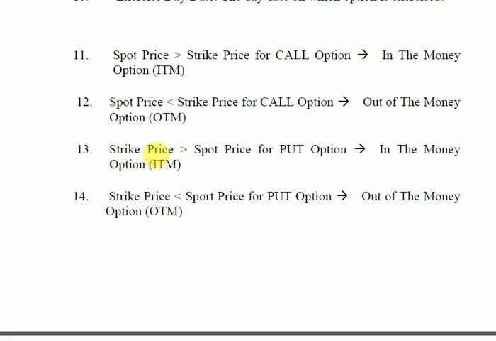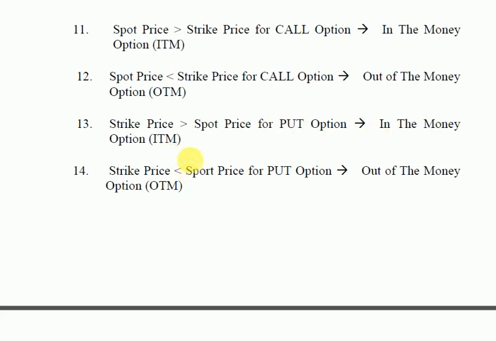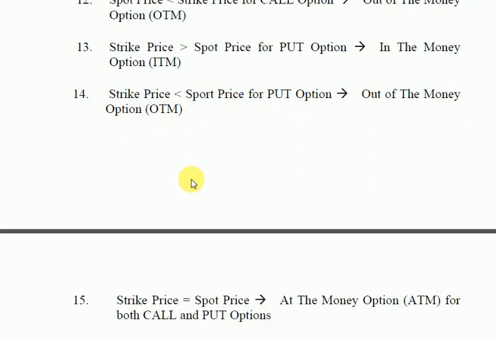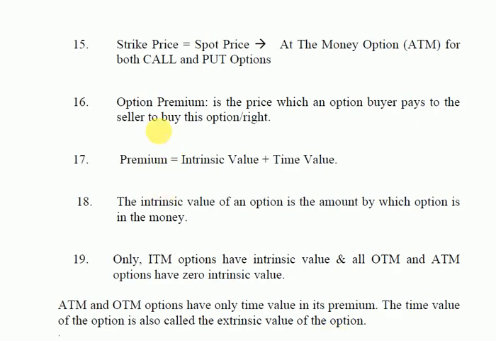Next, if the strike price is greater than the spot price for put option, then we call it as in the money option, like ITM. Then strike price less than spot price for put option, then it is out of the money option, that is OTM. And if the strike price is equal to the spot price, then it's called at the money option, ATM, for both call and put options.